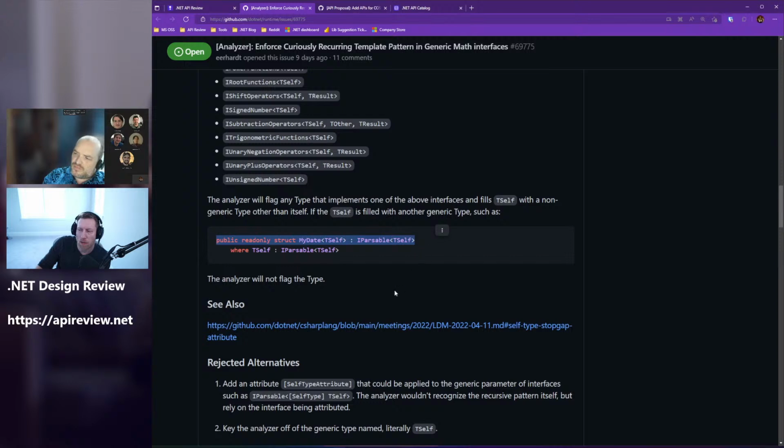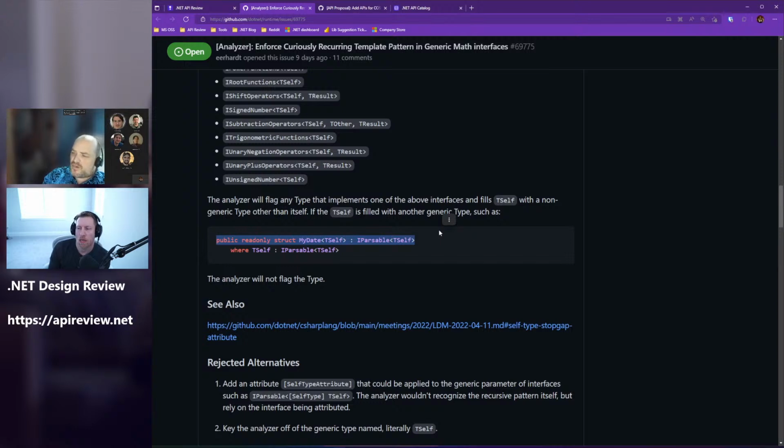So I guess I'm confused. Without the analyzer, if I just have this part here, does the code compile today? Yes, but you can't actually use my date as an IParsable. Is the problem. I see.